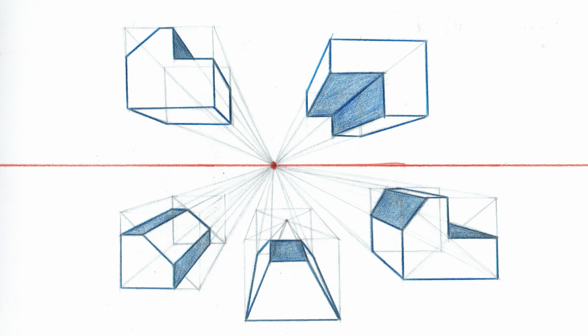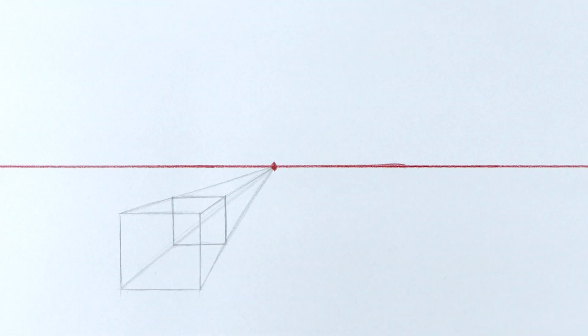Now that you know how to draw a box, we can begin modifying it to create a variety of other shapes. For example, we'll start by drawing a box using the steps laid out in the previous lessons. Now, suppose you want to cut this box diagonally to create a triangular prism.